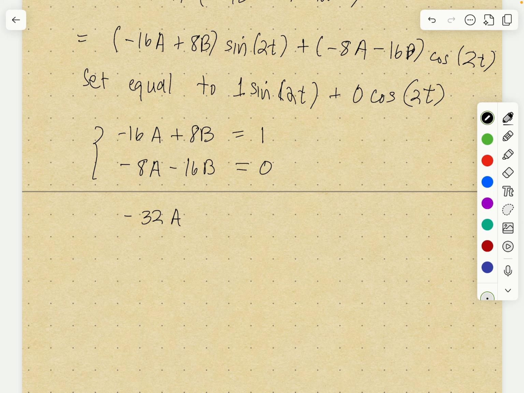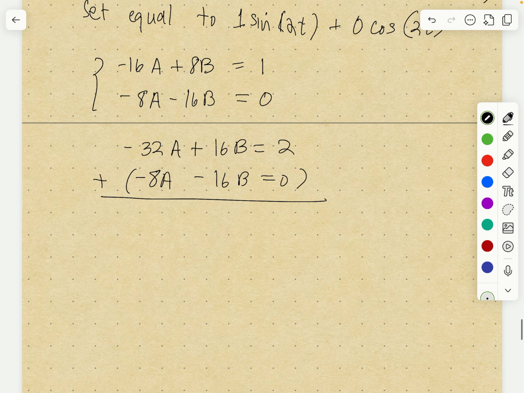Negative 32a plus 16b equals 2. Negative 8a minus 16b equals 0. Then I add the two equations together, and I'm going to get negative 40a equals 2. So now I divide both sides by negative 40. I get a is negative 1 over 20.